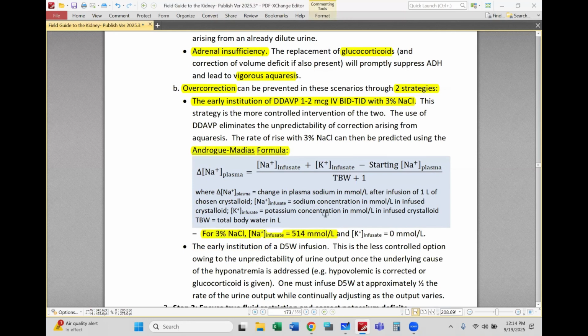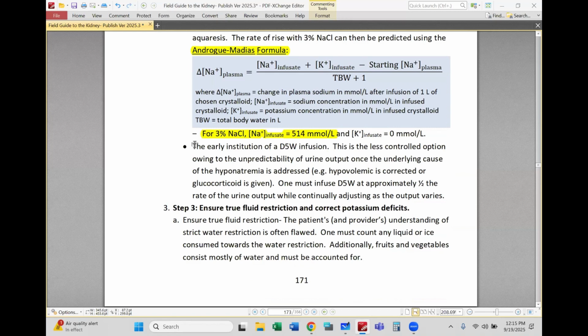You'll, of course, need to know the electrolyte content of 3% saline in order to plug and chug what is the delta sodium when you give 1 liter of 3% saline. The K will be 0. You'll have a starting sodium. And so that will be a fairly straightforward problem to solve, okay?